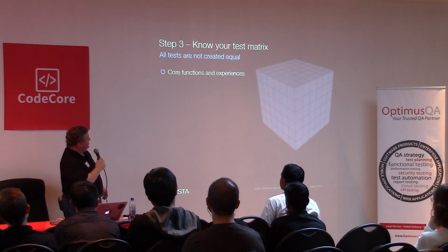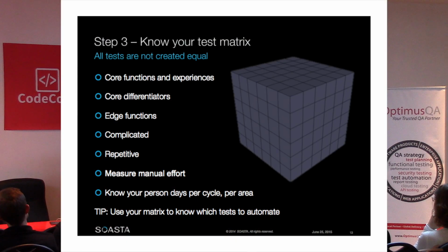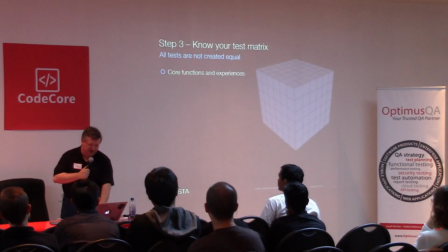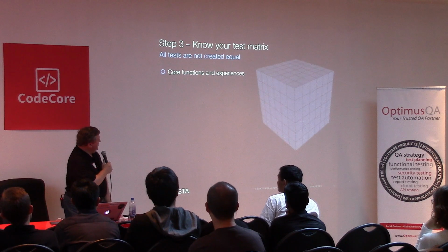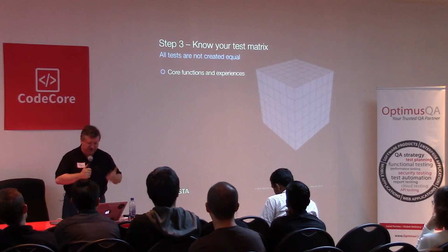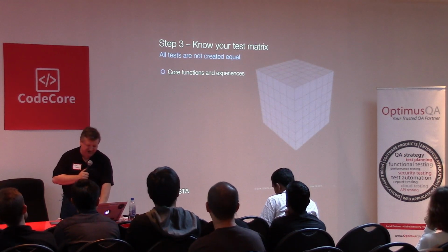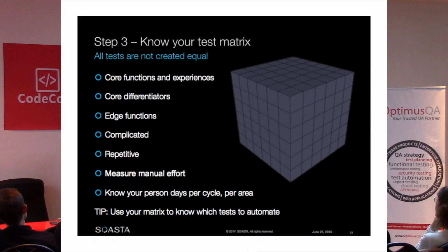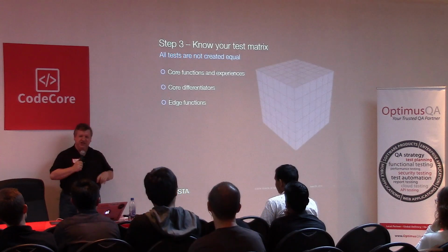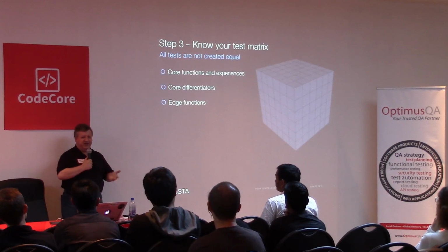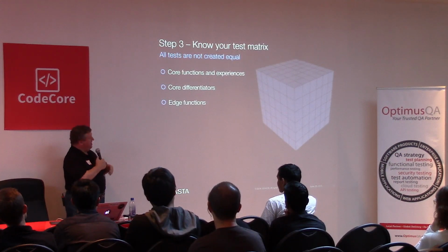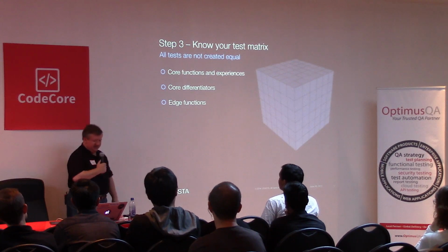All right, knowing your test matrix. Not every test is equal, not every test is as important as another test. You need to prioritize your tests and what order you're going to make them in. Of course, your core functions and features of your application have to be tested. You also might be looking at what the differentiators are that make your application better than, different from, or unique compared to the competitors who are right behind you. Those, of course, have to be tested.